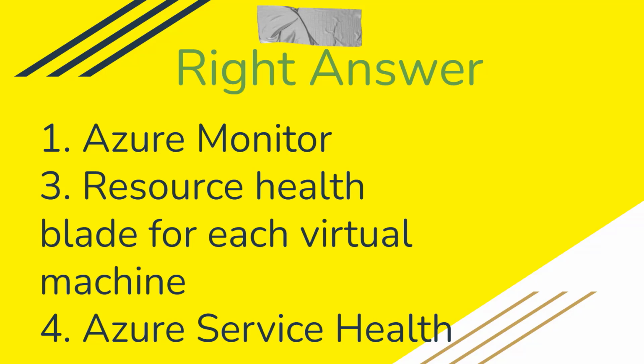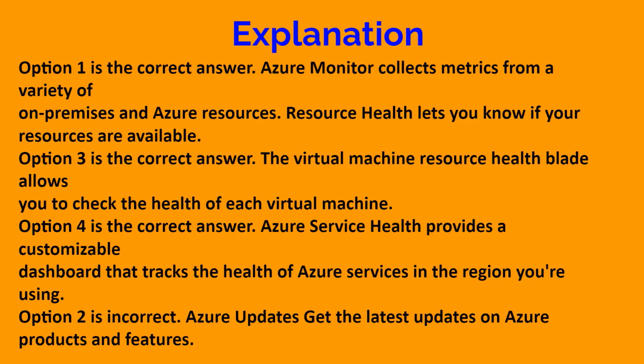4. Azure Service Health. Explanation. Option 1 is the correct answer. Azure Monitor collects metrics from a variety of on-premises and Azure resources. Resource Health lets you know if your resources are available. Option 3 is the correct answer. The Virtual Machine Resource Health Blade allows you to check the health of each virtual machine. Option 4 is the correct answer. Azure Service Health provides a customizable dashboard that tracks the health of Azure services in the region you're using. Option 2 is incorrect. Azure Updates get the latest updates on Azure products and features.